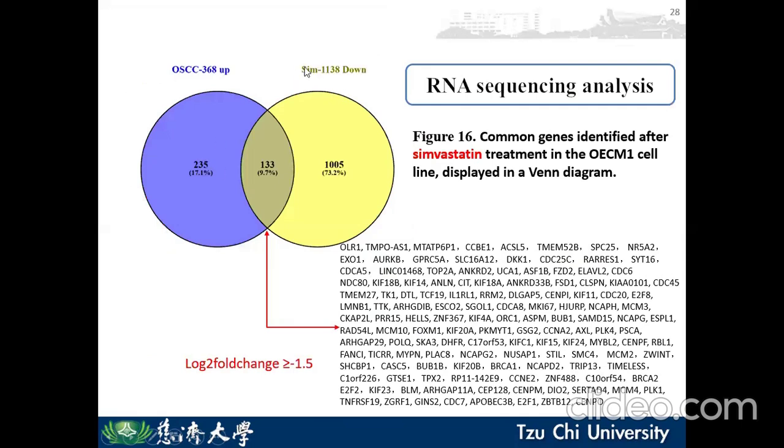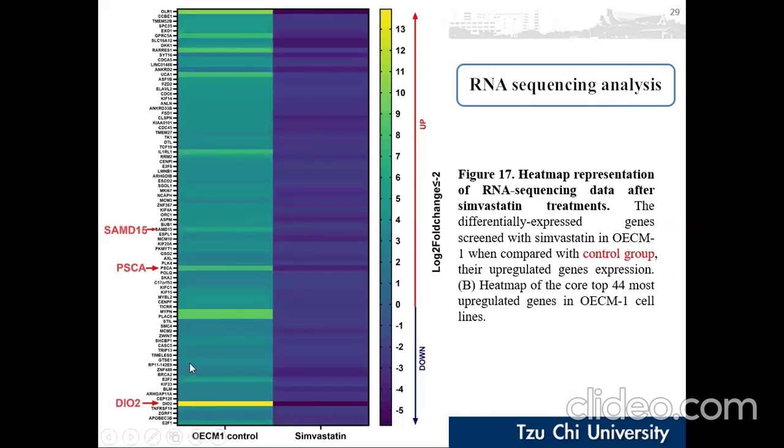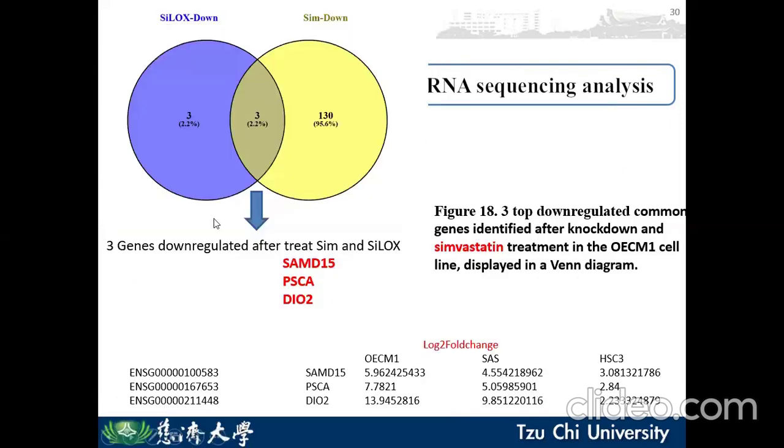Also, we confirmed that the common genes downregulated by simvastatin treatment number 133, and all changes are higher than minus 1.5. The heat map confirmed that these three genes are significantly decreased with the simvastatin drug. After knocking down LOX1 with simvastatin, the confirmation shows three common downregulated genes here.